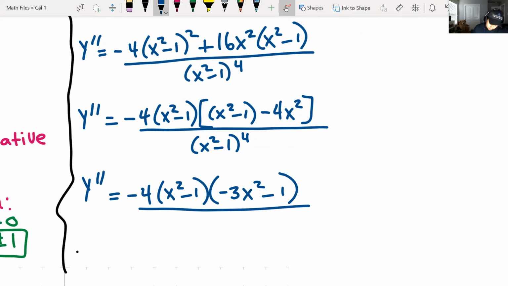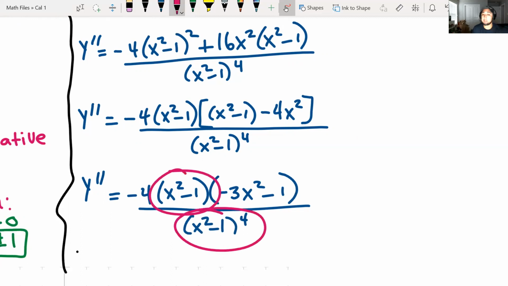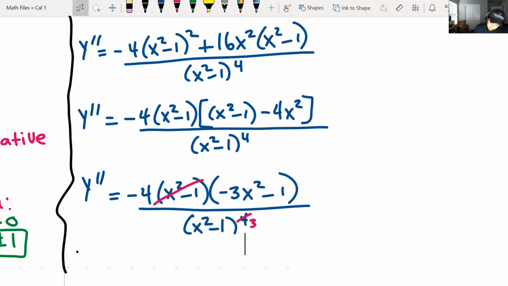Over x squared minus 1 to the 4th. Now, this x squared minus 1 and this x squared minus 1 to the 4th will reduce. So, gone, gone, that becomes a 3.